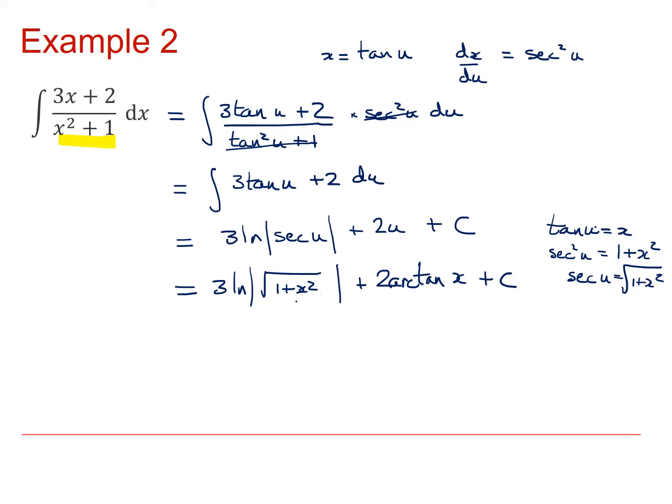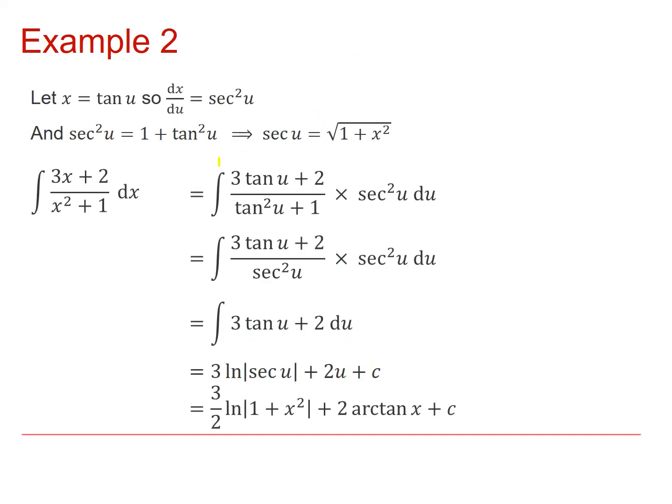Square root of 1 plus x squared, well, that's a power a half, which I can bring out as a coefficient for the log. So this is now going to be 3 over 2 log 1 plus x squared plus twice arc tan x plus c. Again, there's that tidied up for you. We've got here the substitution, and here the technique for working back from sec u to an expression involving x. And here's our final result down here.